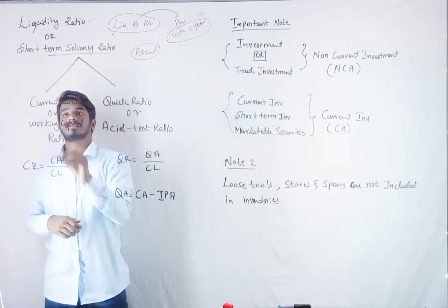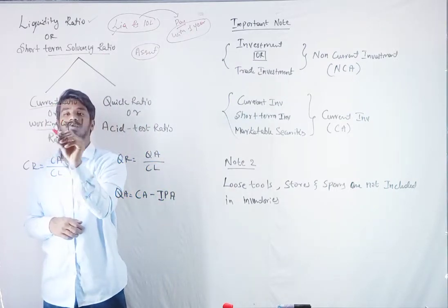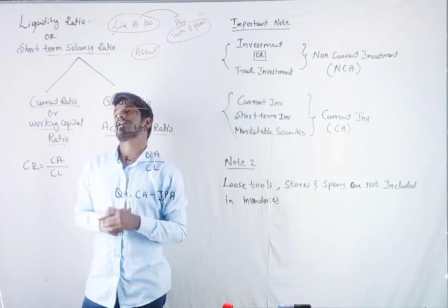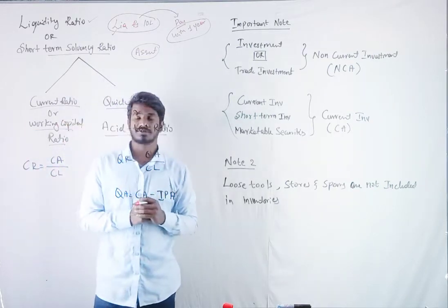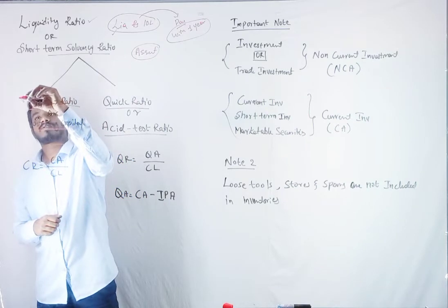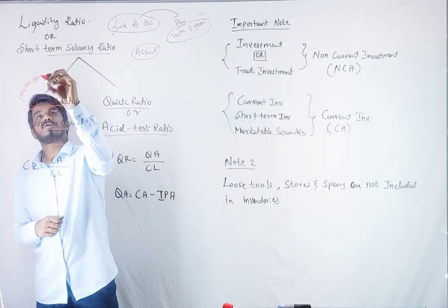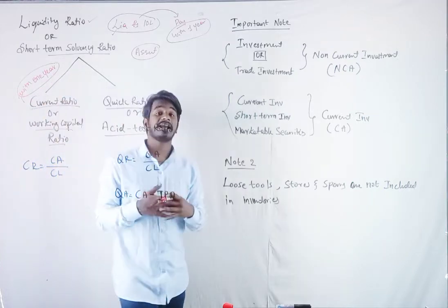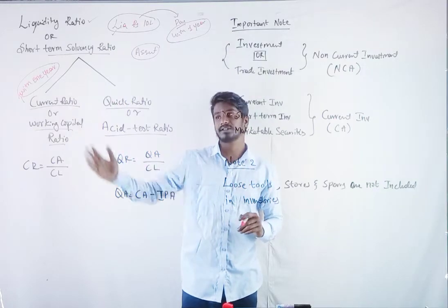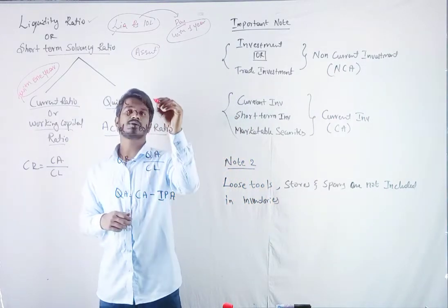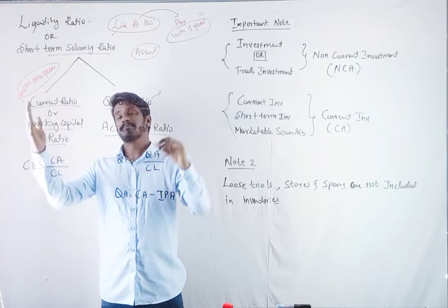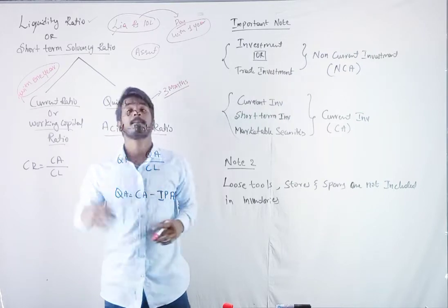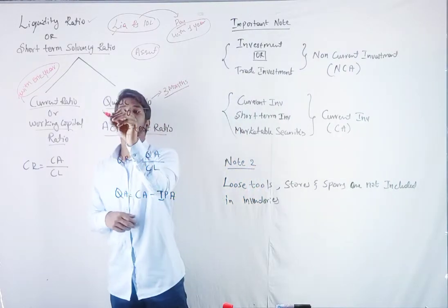Okay, in that we have sub ratios: current ratio or working capital ratio, quick ratio or acid test ratio. Current ratio means, within 1 year, whatever liability is there, can I pay that liability within 1 year? That is called current ratio. Quick ratio means, within 3 months, can I pay my liability? That is called quick ratio.